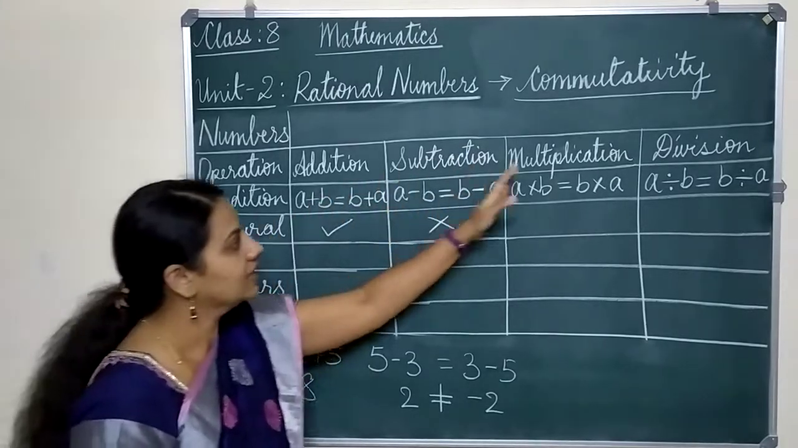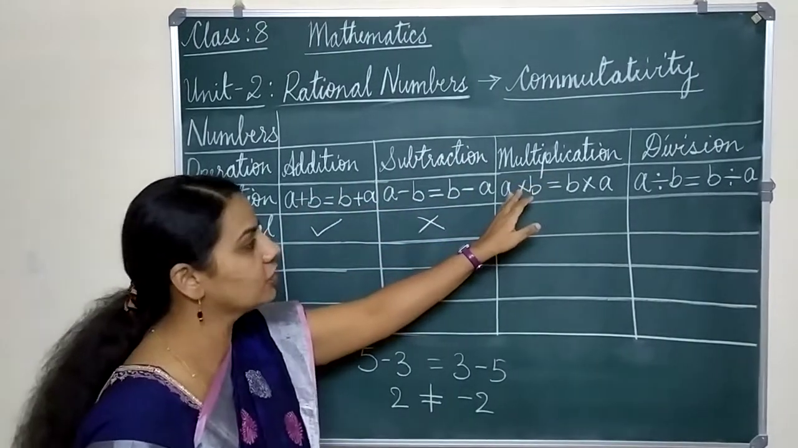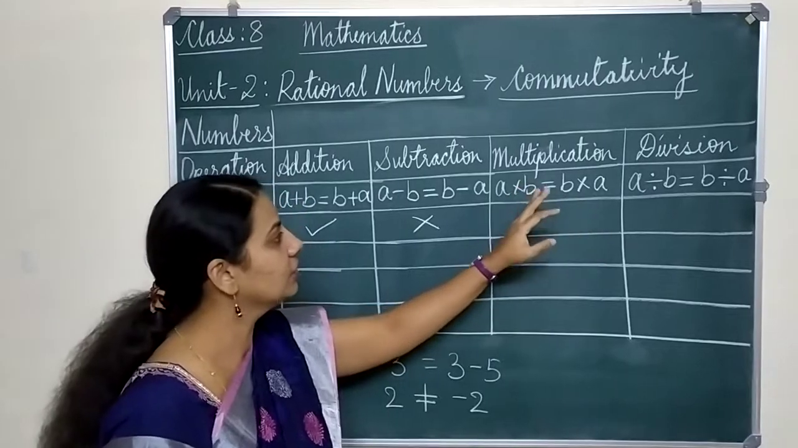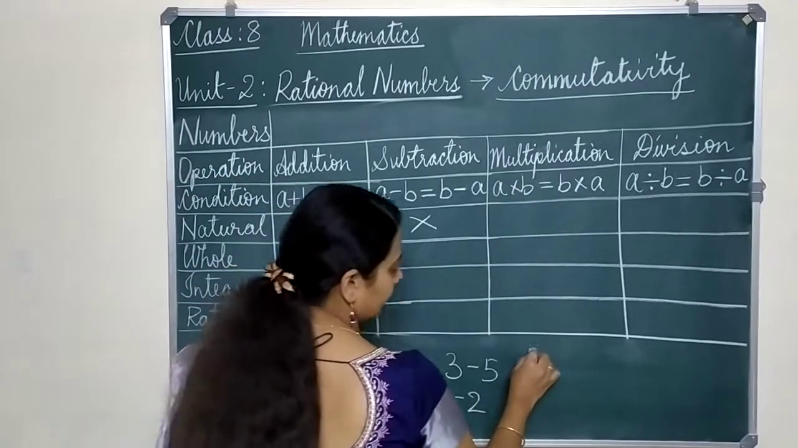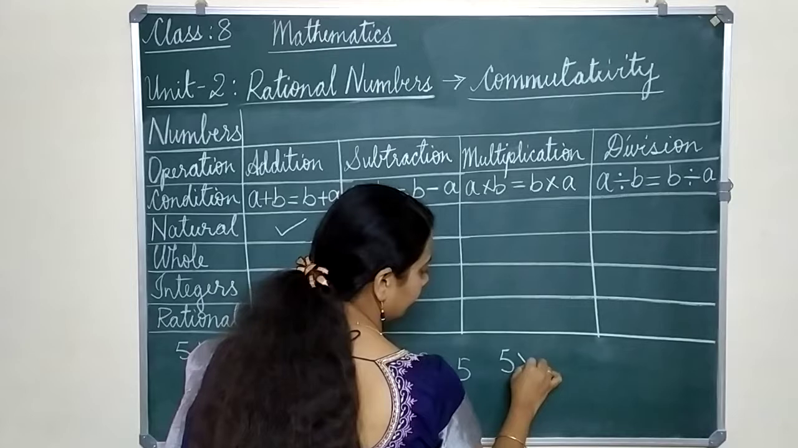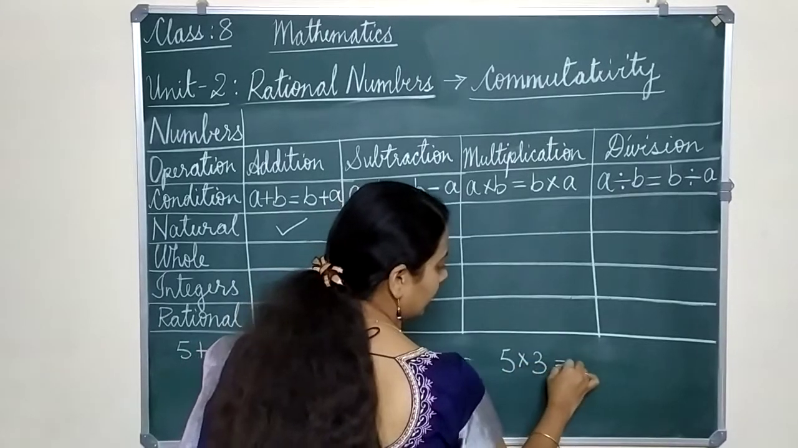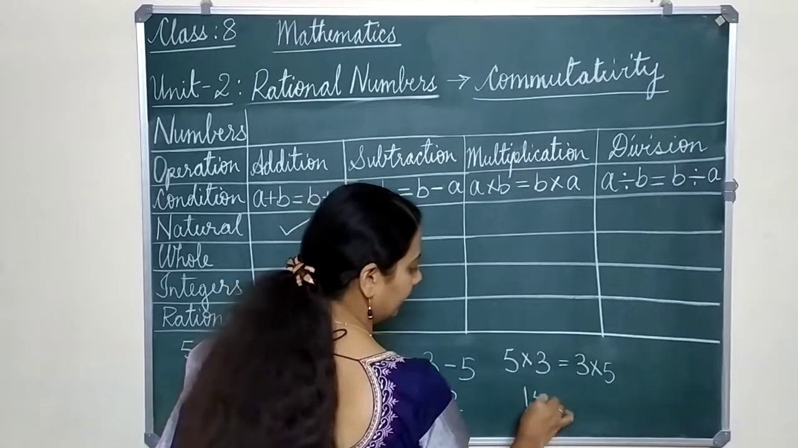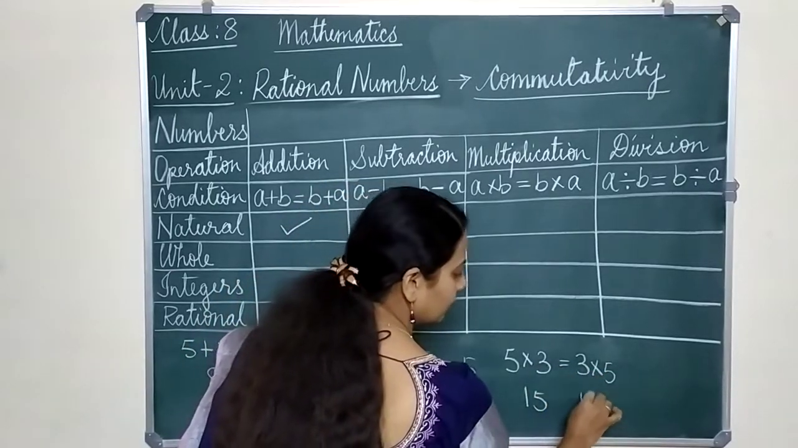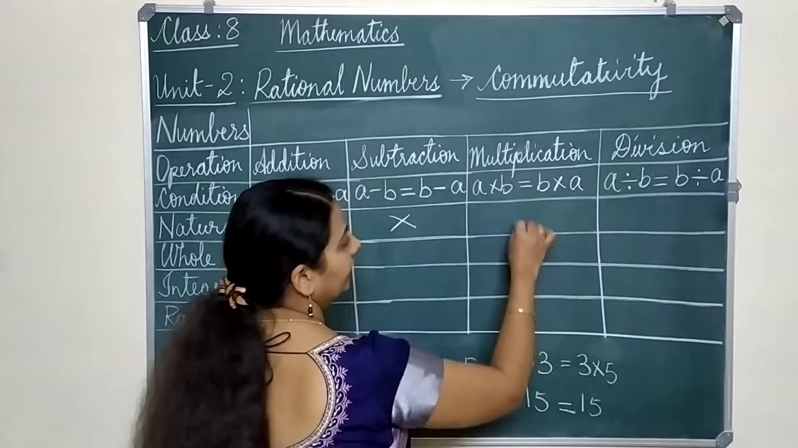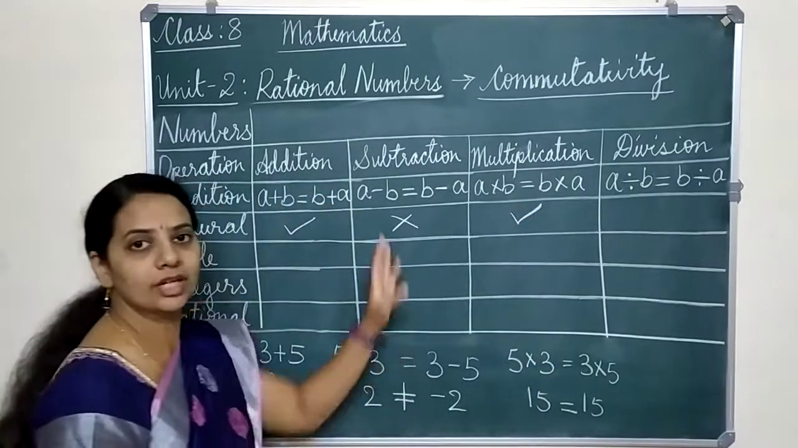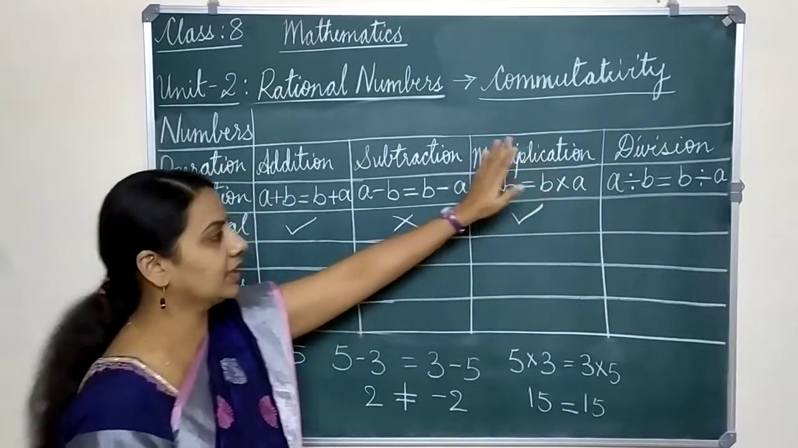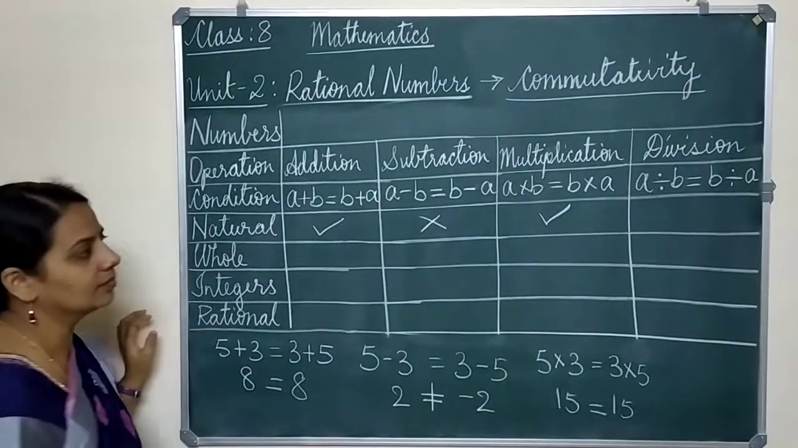Now let's see for multiplication. When you change the order of the numbers, will these two be equal or not? The same examples I'm considering. 5 into 3 is equal to 3 into 5. 5 3s are 15. 3 5s are also 15. So I can say that the commutative property holds good under multiplication for natural numbers.